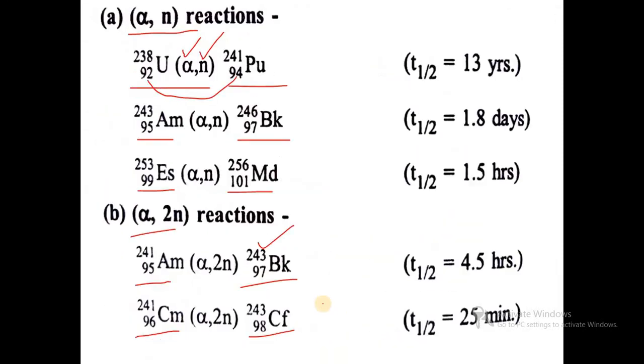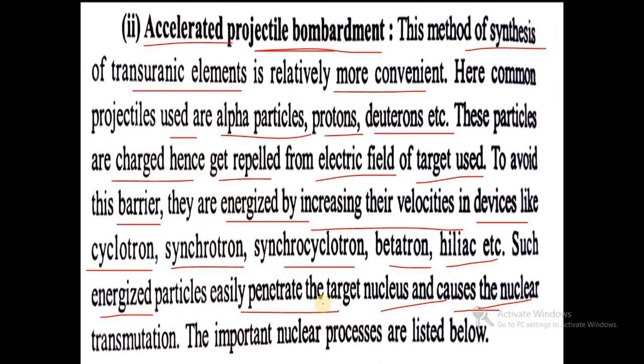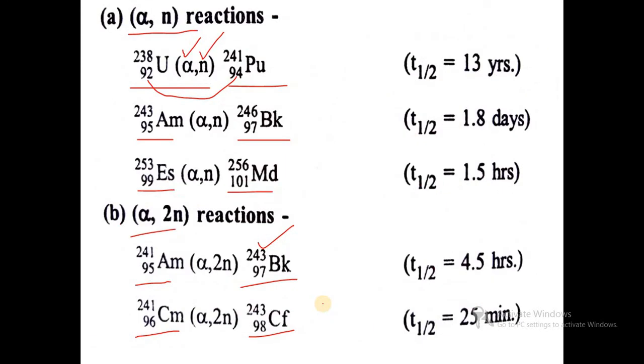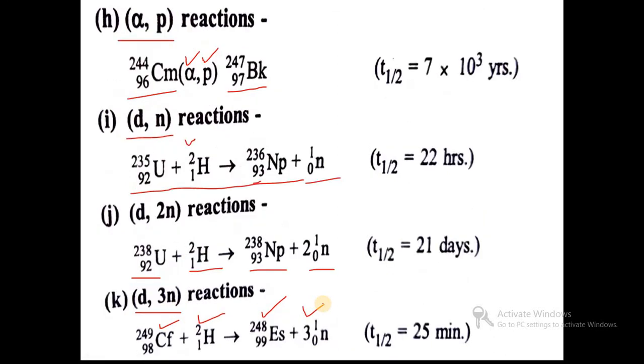This technique is called the accelerated projectile bombardment method. So these are the methods used to prepare transuranic elements.